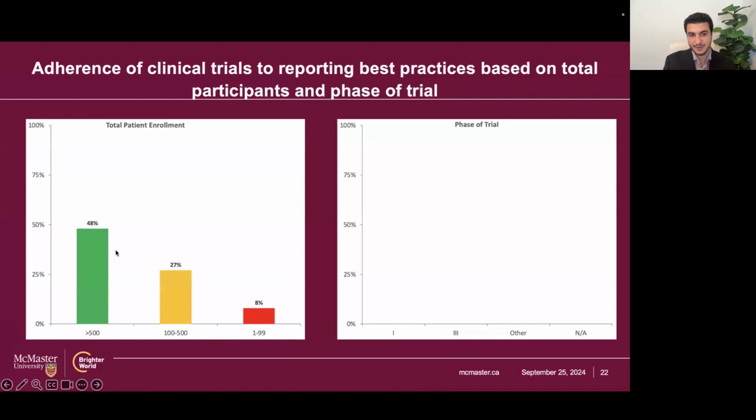So the larger the paper, the more people that were enrolled in a certain study, the higher the prevalence of adherence to those best practices. And then the smaller the paper, the less likely they were to adhere to all best practices.